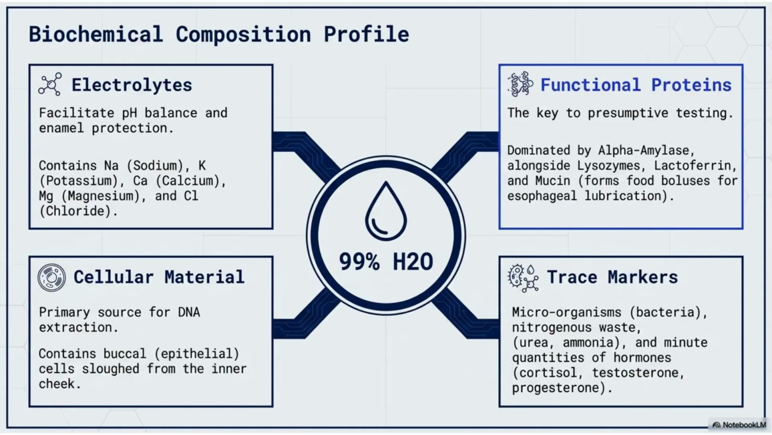Saliva is approximately 99% water. The remaining composition includes electrolytes, cellular material for DNA extraction, trace markers like bacteria and hormones, and functional proteins, with alpha-amylase being key for presumptive testing.